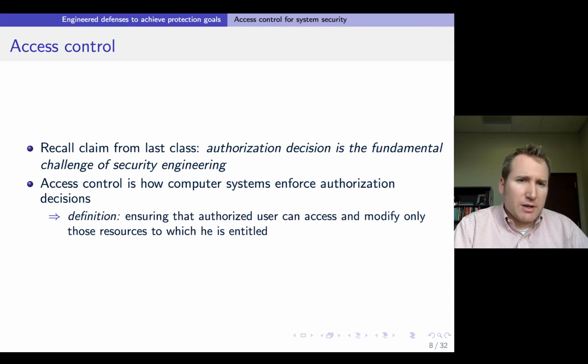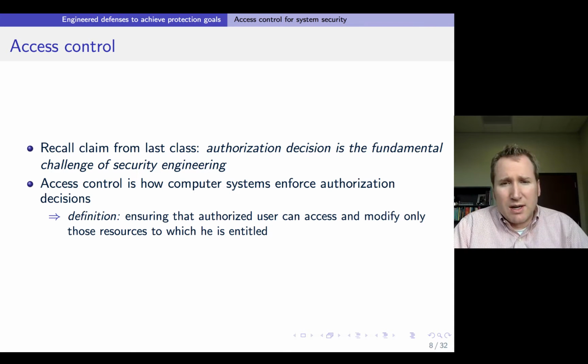Okay, so moving on to access control. So one of the claims made in the first introduction to security was that the authorization decision, deciding whether a user is authorized to take an action, is the fundamental challenge of security engineering. So if you get that right, you have a secure system. If you get that wrong, then you can't achieve your security goals.